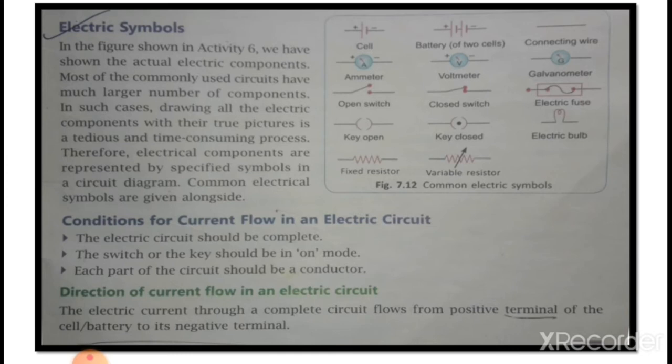And next one, direction of current flow in an electric circuit. The electric current through a complete circuit flows from the positive terminal of the cell or the battery to its negative terminal. So this is the direction of current flow in an electric circuit.